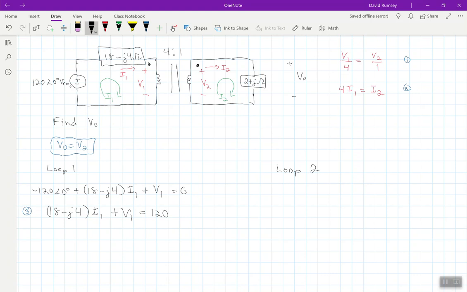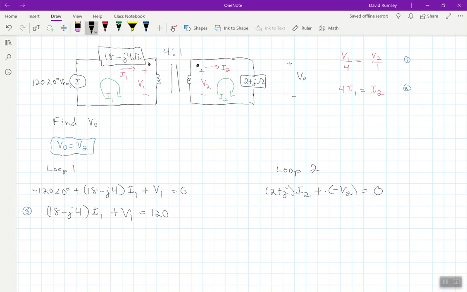And just going through that, that would just be 2 plus j I2 plus negative V2 is equal to 0. So again, nothing really complicated or shocking about that. We get a loop equation that makes sense.